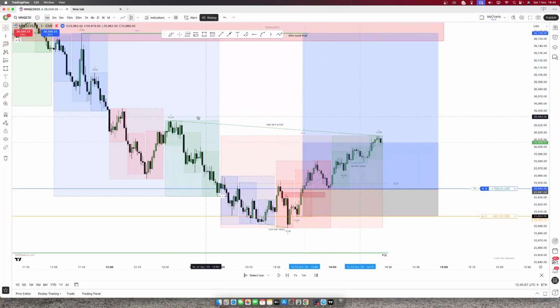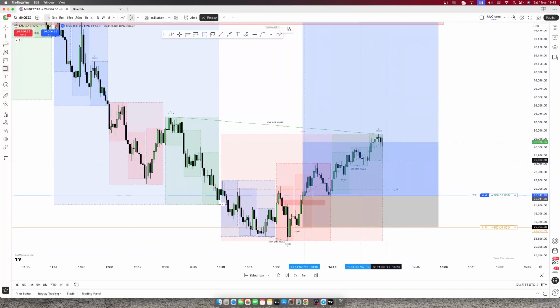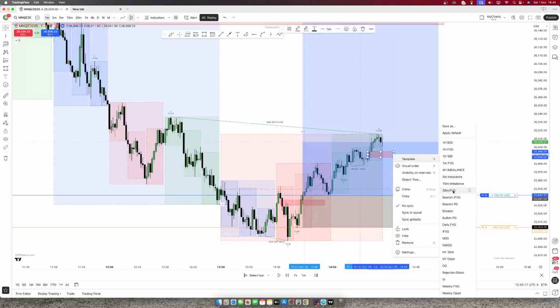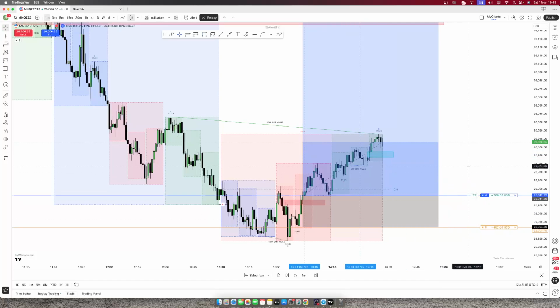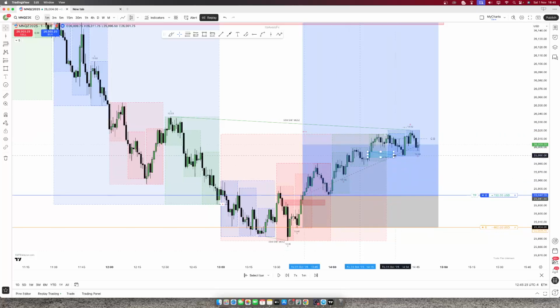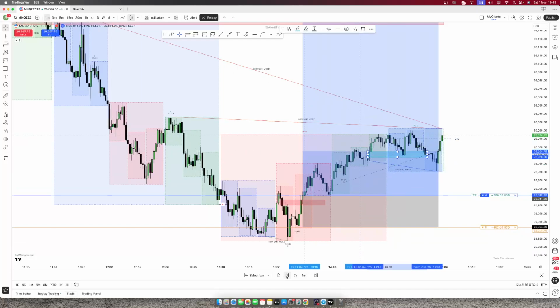So we have 30-minute SMT here. However, you can still see that the support and resistance areas are still being held. So this is another bullish PD. So as long as price sort of stays above this area, we expect price to continue climbing. And we tapped into that, and using it as support here. There we go. Yes, price did close back below it.